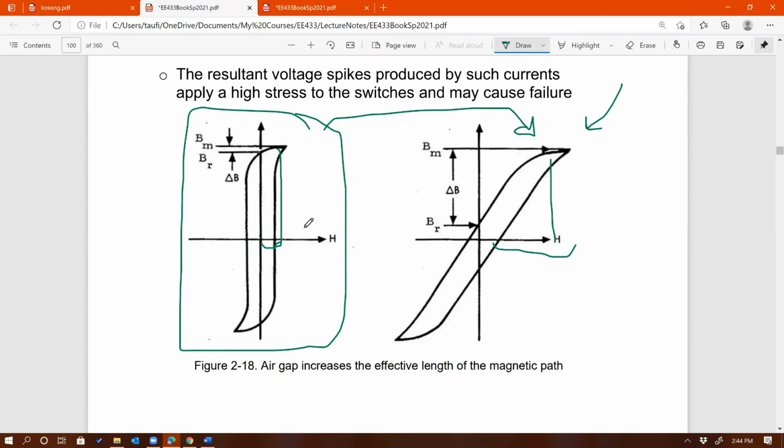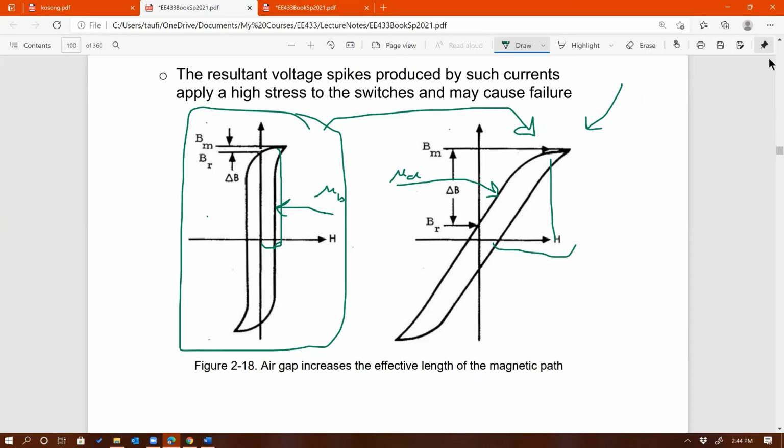Now look at the slope. Look at the slope on this BH curve. Very steep. But look at the slope after you add the air gap. That slope now becomes smaller. And do you know what that slope means? What is the slope equal to in the BH curve? That slope is equal to mu. So we have mu before and mu after, and you can see that mu after the air gap is smaller.